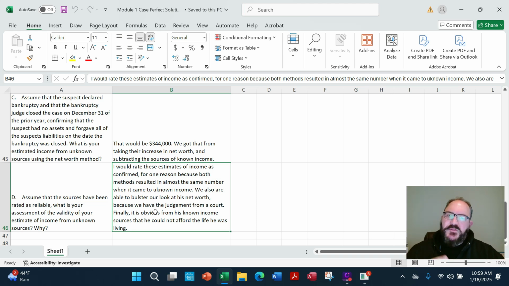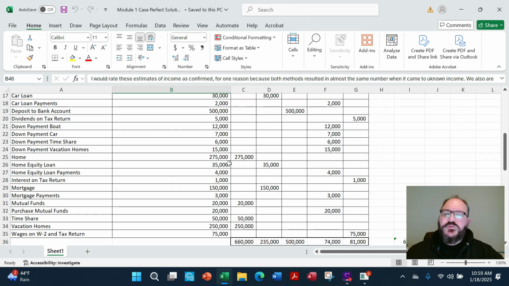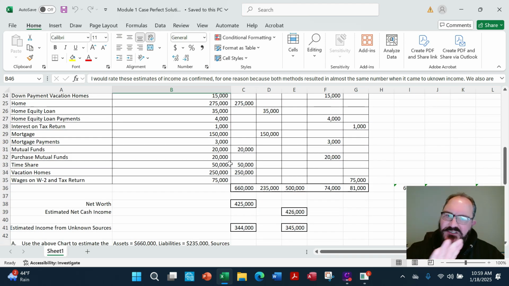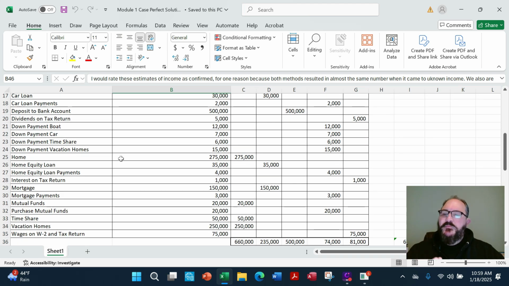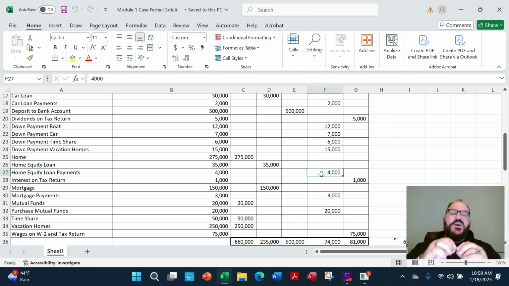Anyway, the main thing here, take a moment so you can see the solution, which is fine. This is homework. This is just practice. But make sure that you understand why. So like here, home, this is an asset. Home equity loan, liability. Home equity loan payments, that means we spent money, that's lifestyle application.